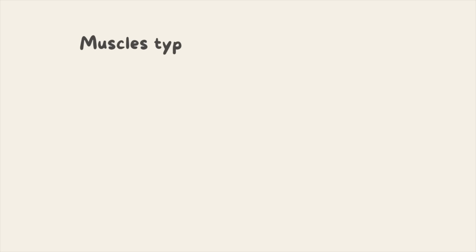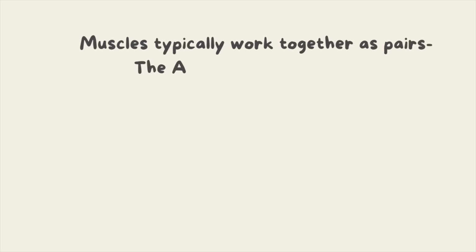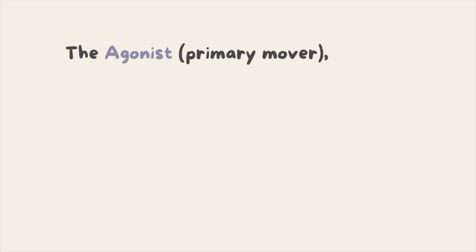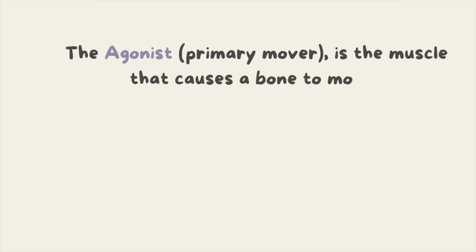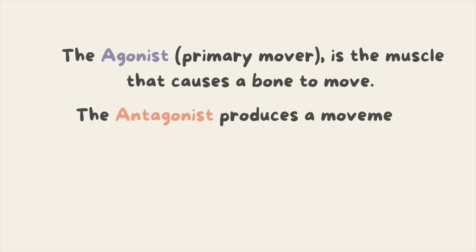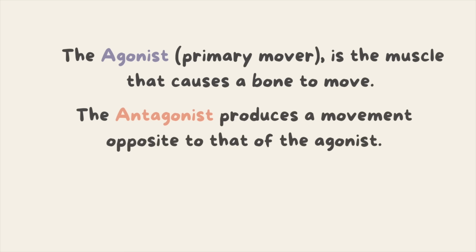So muscles typically work together as pairs. One is the agonist while the other is the antagonist. The agonist is known as the primary mover. It is the muscle that causes a bone to move. The antagonist produces a movement opposite to that of the agonist.